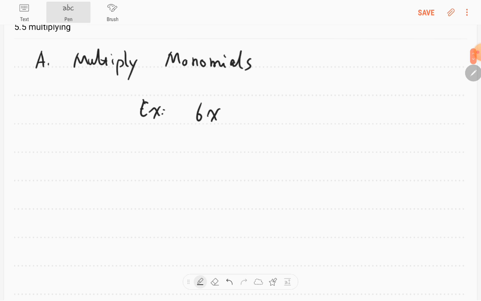So we have this 6x. 6x only has one term, right? So this is a monomial, and times another monomial, 4x. So we could use the commutative rule to change the order of the multiplication. So we will have 24x squared.